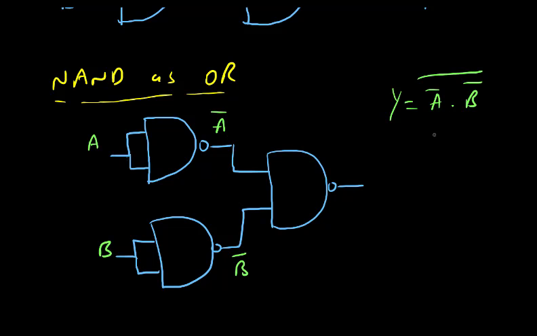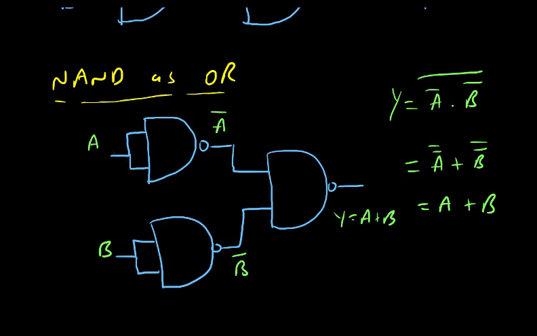Now we apply De Morgan's law here. De Morgan's law says break the line and change the sign. So this is A double bar, this dot becomes OR. A double bar is A and B double bar is B. So this is the output we get: Y equal to A or B.